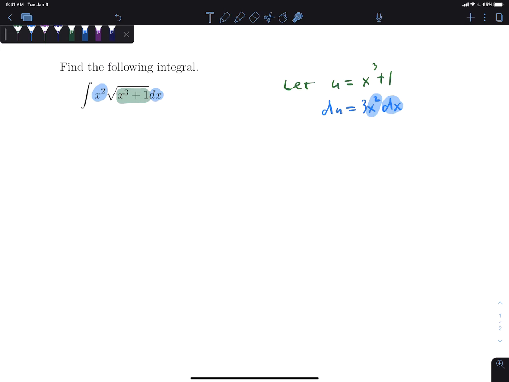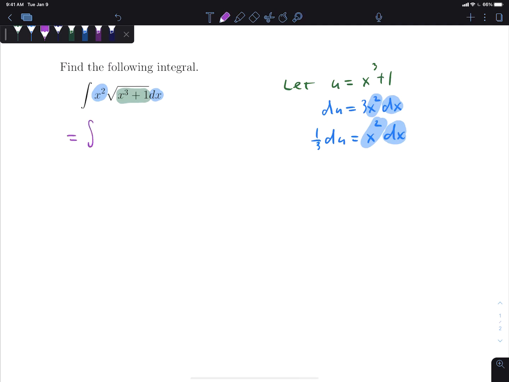What I prefer to do is make this over here look exactly like what's over here. That means I need to divide by 3 or multiply by a third on both sides. So that means that this is going to be 1/3 du is equal to x squared dx. Good. Now notice that the entire stuff over here, x squared and dx, is exactly what we have over here. So now we just have 1/3 du over here. Awesome. So what are we going to have?